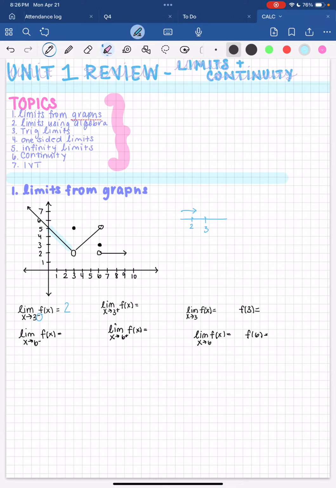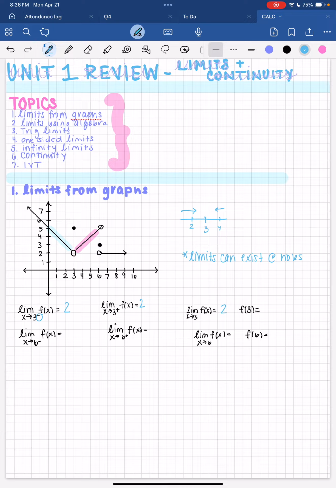Next, we're going to approach 3 from the right. So 3 from the right is in this direction. If we look at the graph here, 3 from the right, what is the y value that this graph is approaching? It's approaching a y value of 2 also. Great. Because the limit from the left and the limit from the right equal each other, the entire limit is going to be 2. Big takeaway here is that limits can exist at holes. They're going to try and test us on that somewhere. So limits can exist at holes.